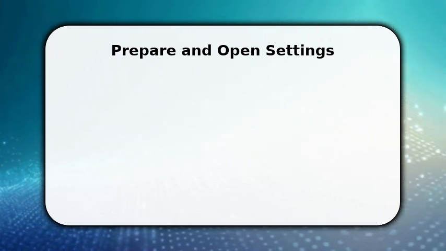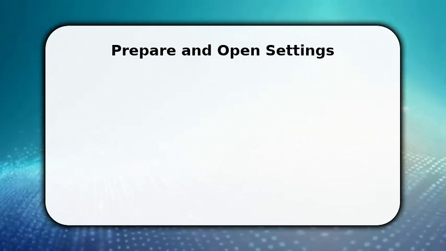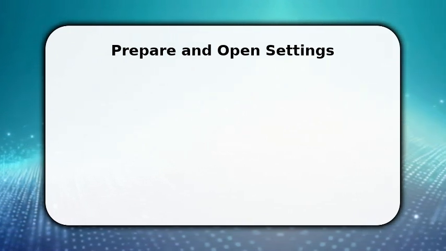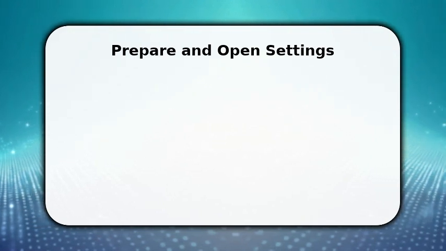Make sure Do Not Disturb is off while testing, because sounds won't play otherwise. Also check that media and notification sliders aren't muted. If they are, raise them a bit. This initial step prepares the phone so the new tone will actually play when selected.